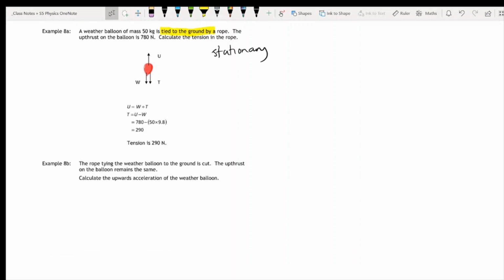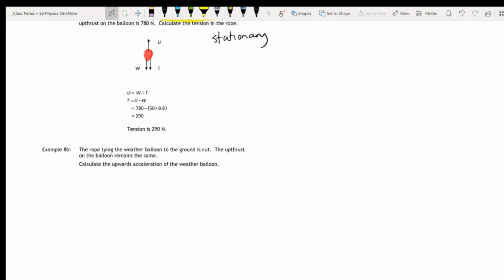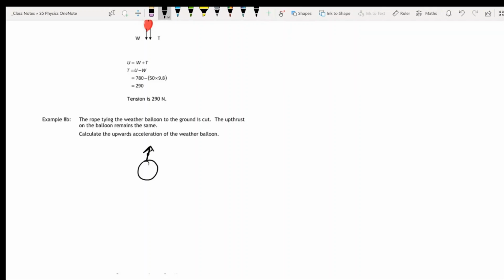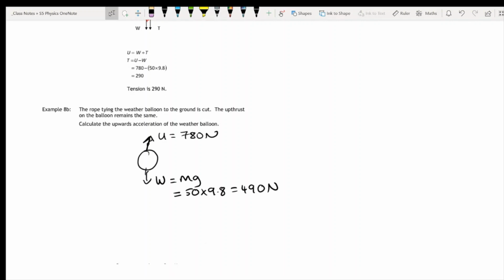Part B, the rope tying the weather balloon to the ground is cut, so that tension no longer exists. The upthrust on the balloon remains the same. Calculate the upwards acceleration of the weather balloon. So in this case, we've got the upthrust, which remains the same, so 780 newtons. We've got the weight, which is mg, which the question worked out to be 490 newtons. And we want the upwards acceleration.